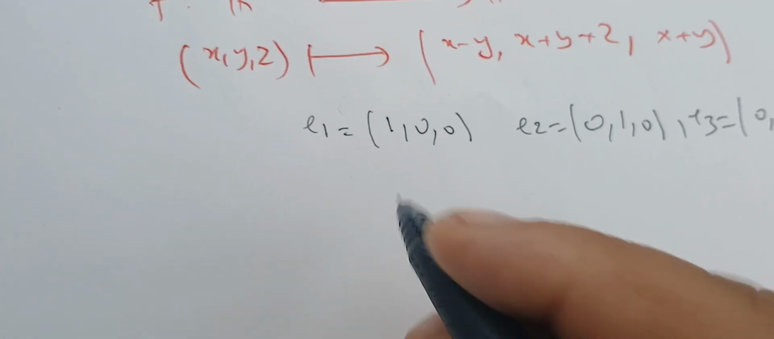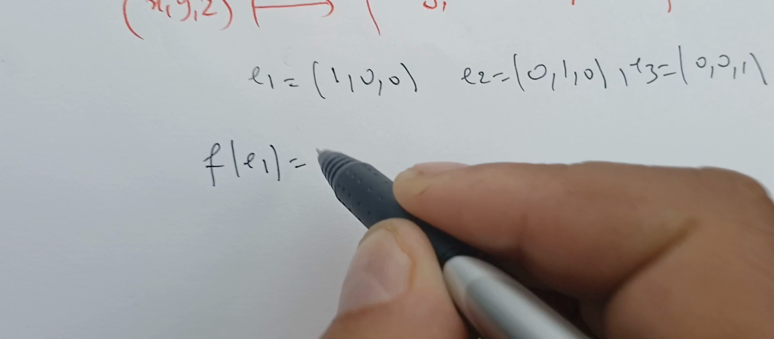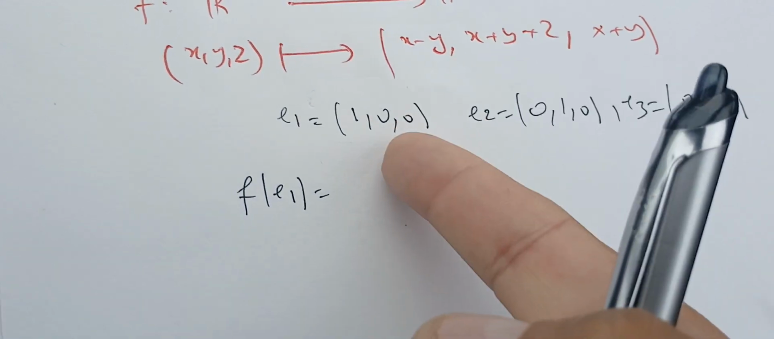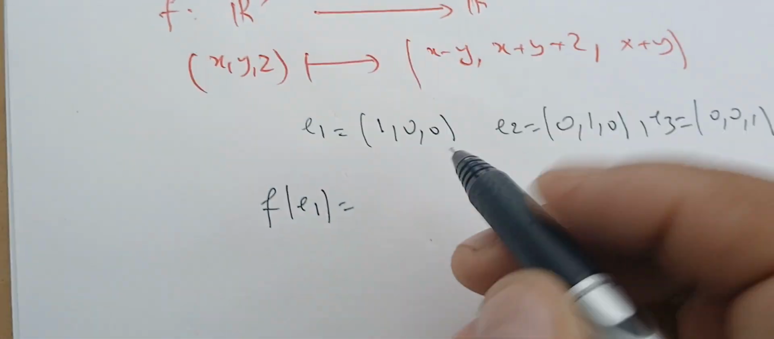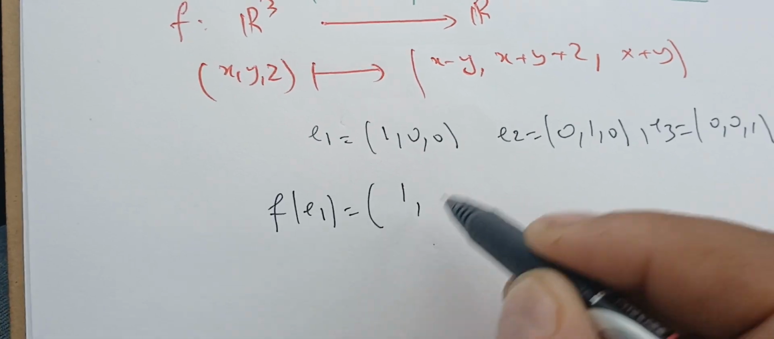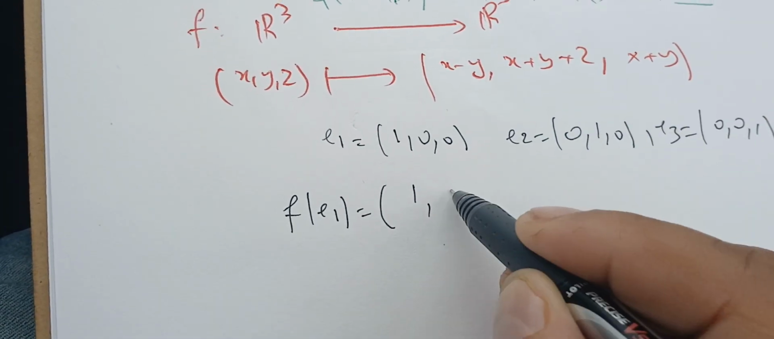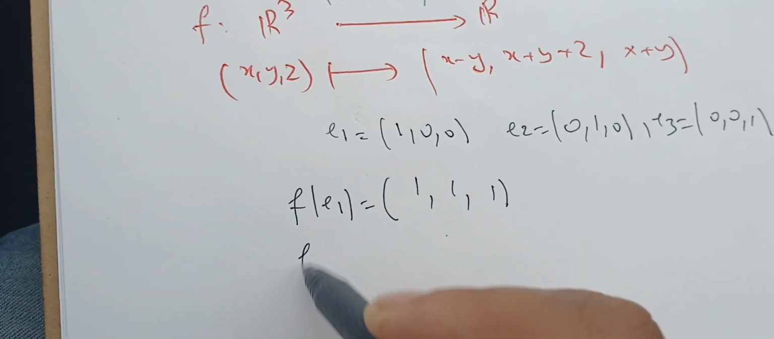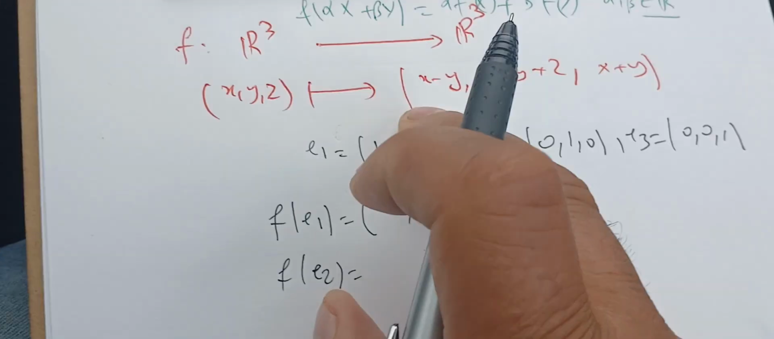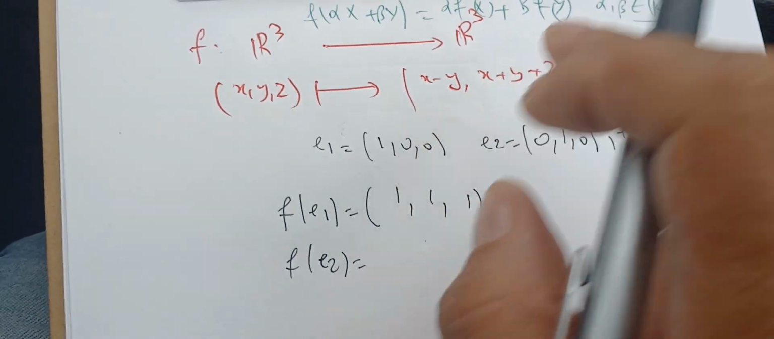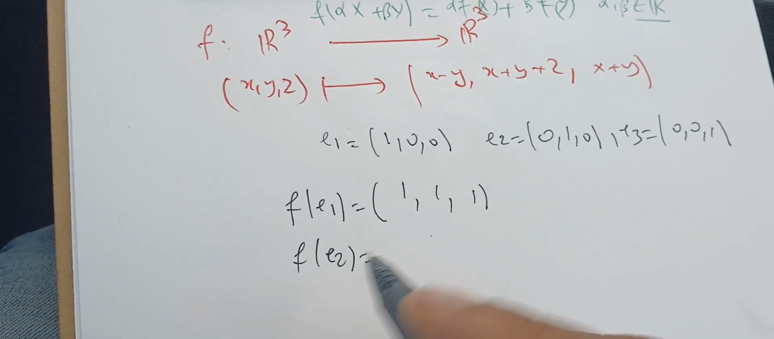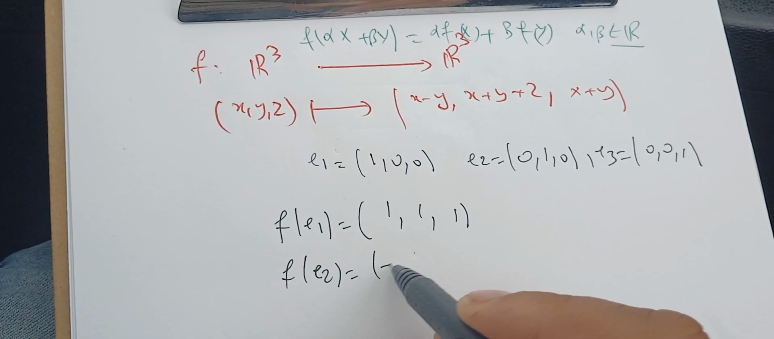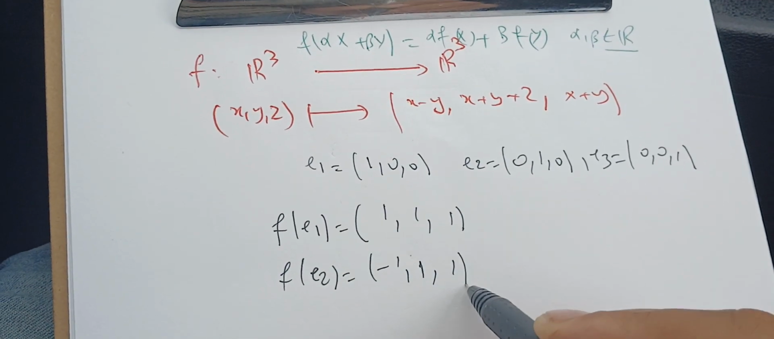Okay, let's do that. So first, f of E1. What we do is for x we plug 1, for y we plug 0, for z we plug 0 in here. So we get 1 minus 0 is 1, 1 plus 0 plus 0 is 1, 1 plus 0 is 1. So f of E1 is 1, 1, 1. F of E2, for x we plug 0, for y we plug 1, and for z we plug 0. So we have minus 1, 1, and 1.